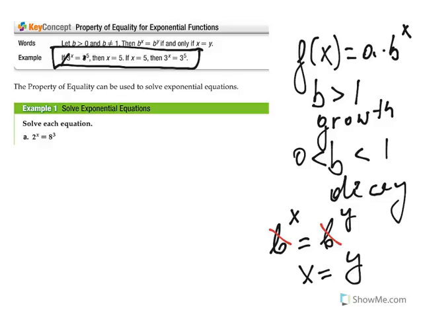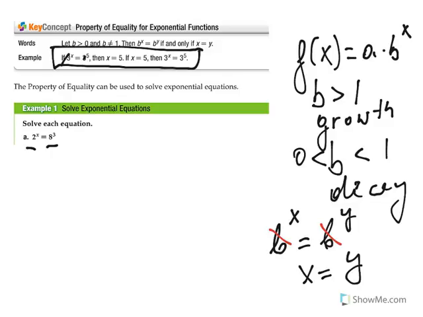So the question here is solve: 2 to the x power equals 8 to the 3rd power. As you can tell, you cannot use the property of equality here. The base on the left side of the equation is 2, and the base on the right side is 8. In order to use the property of equality, the bases have to be the same. So I'm going to think, how can I write the number 8 as a base 2 number?